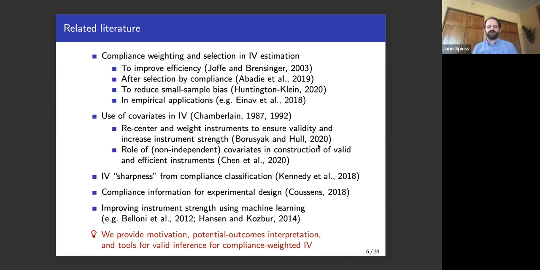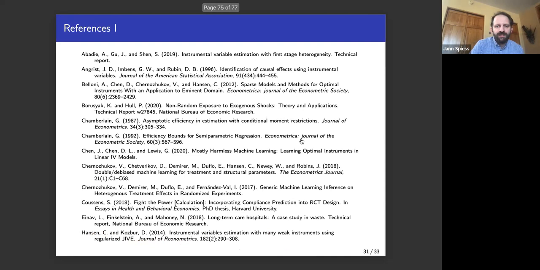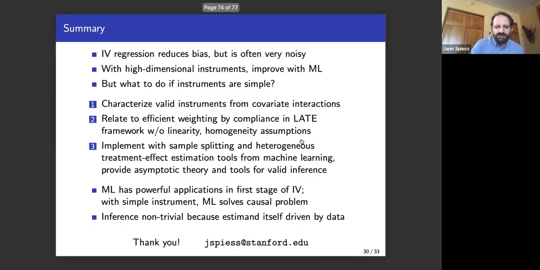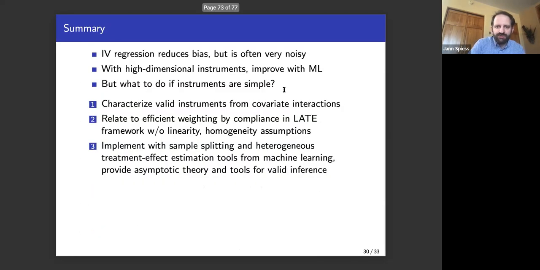So what do we do relative to this? What we're trying to do here is we provide some motivation of why compliance weighting specifically is a relevant way of using covariates in IV. Then we provide an interpretation of the resulting estimand and large sample theory in a potential outcomes framework. And finally, we provide tools for valid inference that remain valid if you use machine learning in the first stage to estimate compliance.